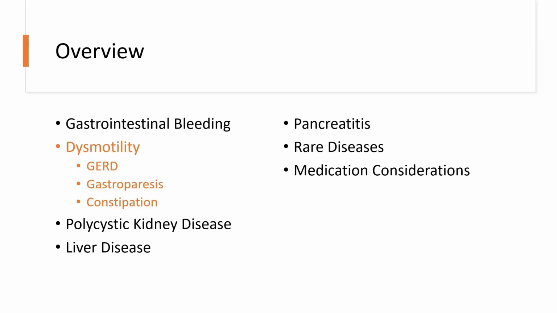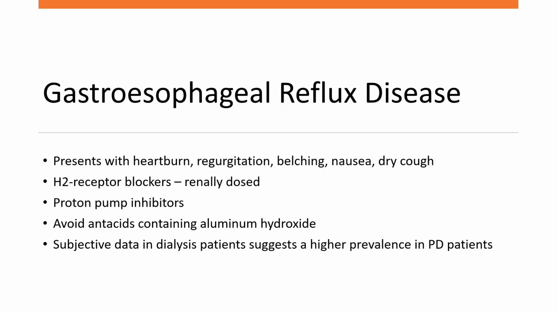All right, so now we'll move on to dysmotility. And we'll start with gastroesophageal reflux disease, or GERD. This will present with heartburn, regurgitation. It can present as a dry cough.